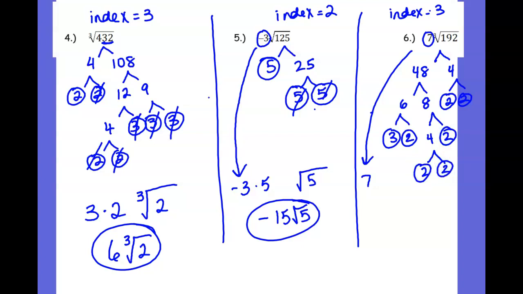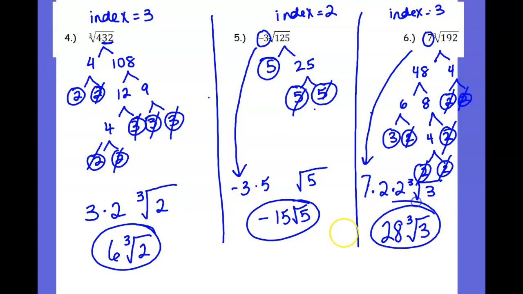All right, so we're looking for our triples. Okay, so we've got 1, 2, 3 triple 2s. So we're going to say 7 times 2. And then let's see, we got another set of 2s. 1, 2, 3. Okay, so that's going to be on the outside. And what's left over is the cube root of just that 3. Now we're going to multiply, and we get 7 times 2 is 14 times 2 is 28. So it's 28 times the cube root of 3. Okay, so that's how we do it with numbers.